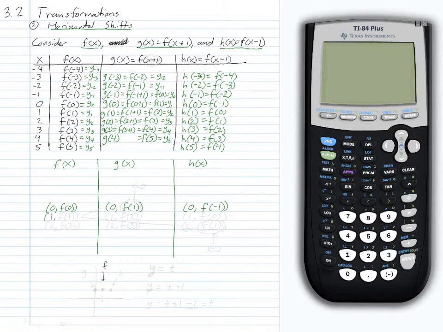If we plug 1 into our function, we get f of 1. If we plug 1 into the function g, we get f of 2. And plugging 1 into the function h gives us f of 0.